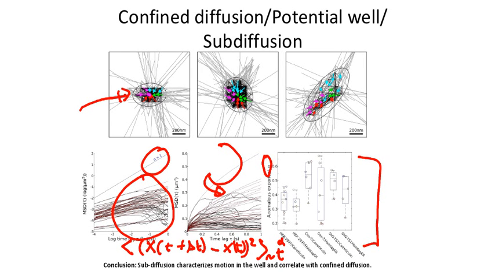And the reason for this subdiffusion is this potential well characterized by these converging arrows. So in conclusion, this subdiffusion characterizes the motion inside the well and is correlated with this confined diffusion, the fact that the Brownian trajectories are confined inside this region of high density, or nodes. I would like to say something: we don't understand the reason for this confinement.